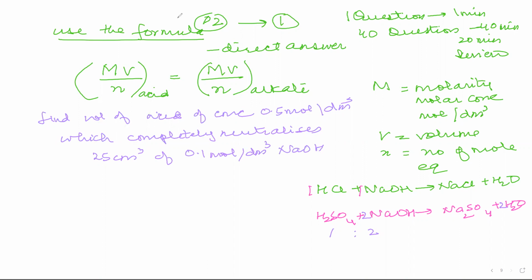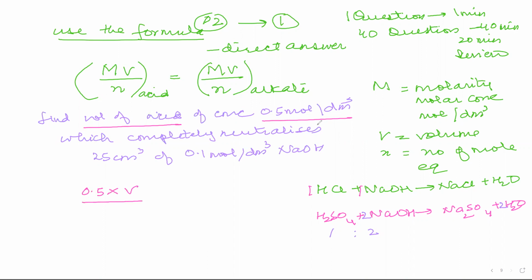Now what we need to find out is the volume of an acid, right? So let's write down the formula. We need to find out what is the molarity given to us. It's 0.5, so molarity I'm writing as 0.5. Volume is unknown, so I'm writing V over here.